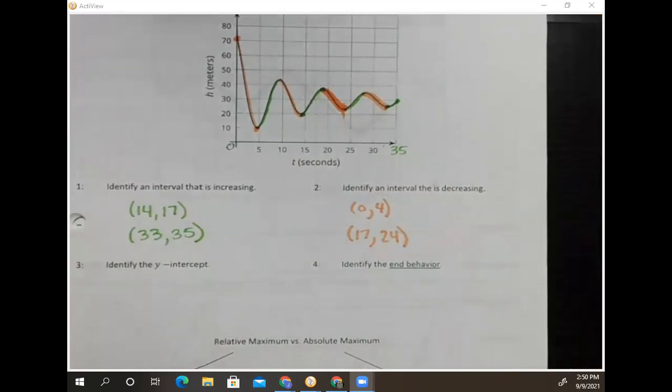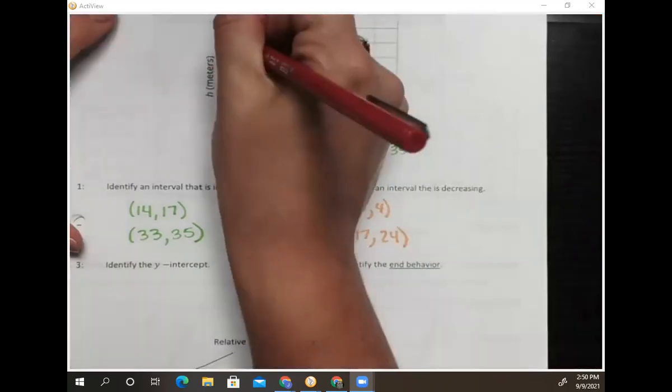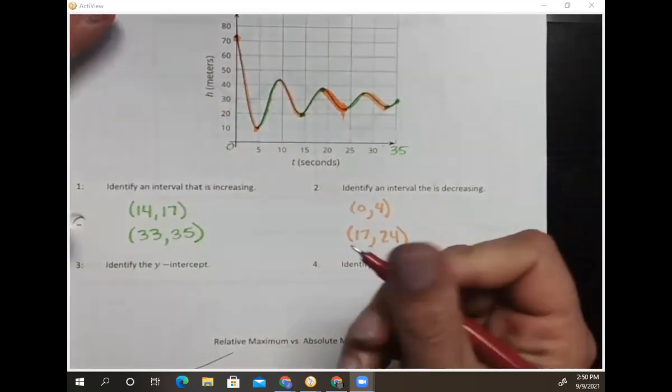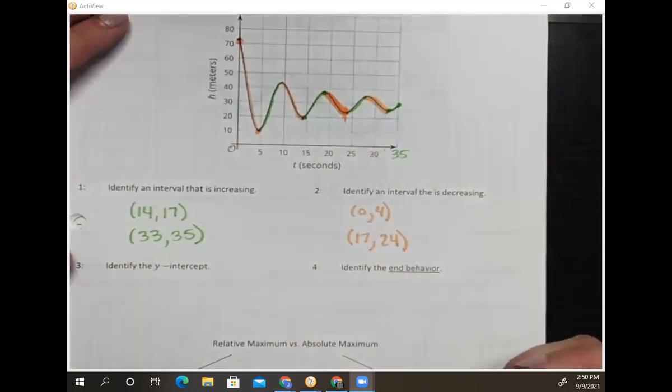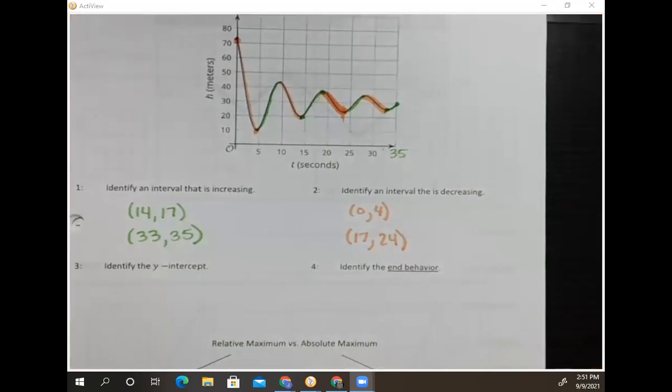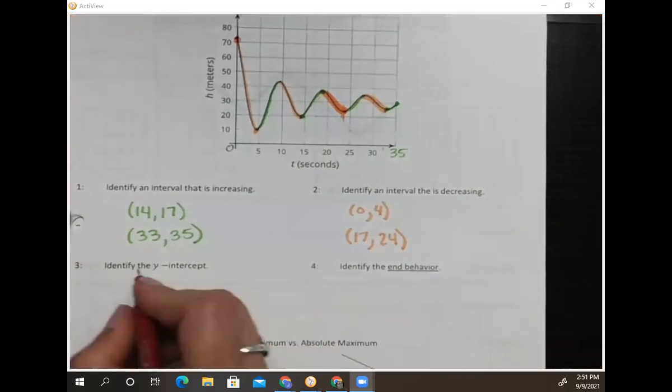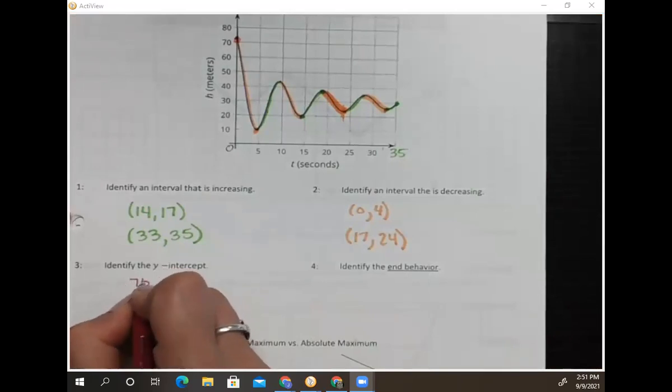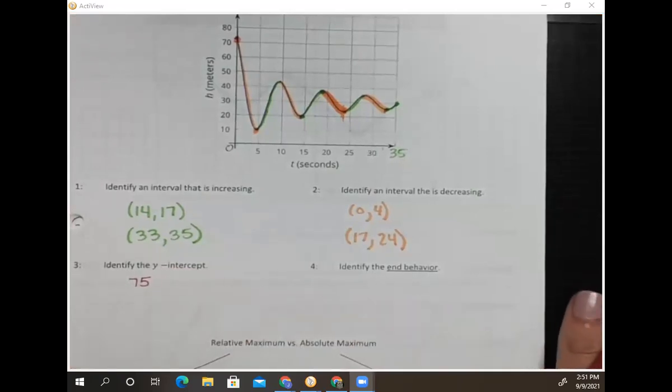What's the y-intercept for this graph? Right here, right? It's above 70. It's not to 80. Low to mid 70s somewhere. I heard 75, I thought. 75 works. One of my earlier classes said 73. That's good too, as long as your estimate is reasonable.